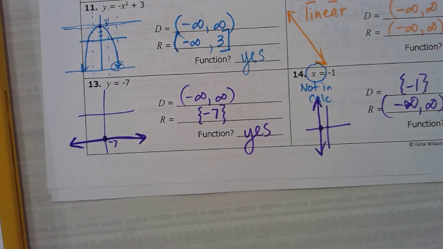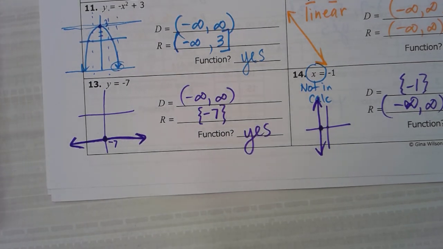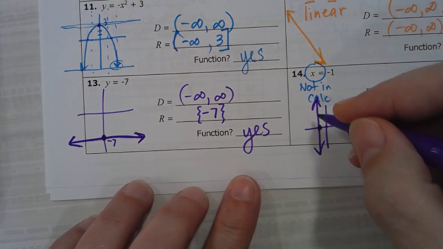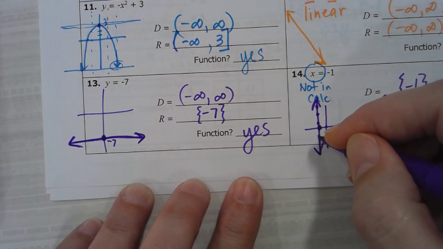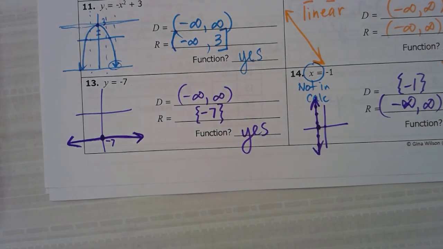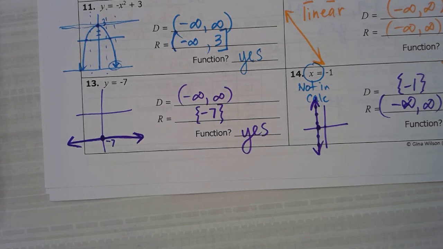And is this going to be a function? No. Does it pass the vertical line test? Absolutely not, because every single point on this line has the same repeated x value. So a vertical line is never a function. So that would be not.